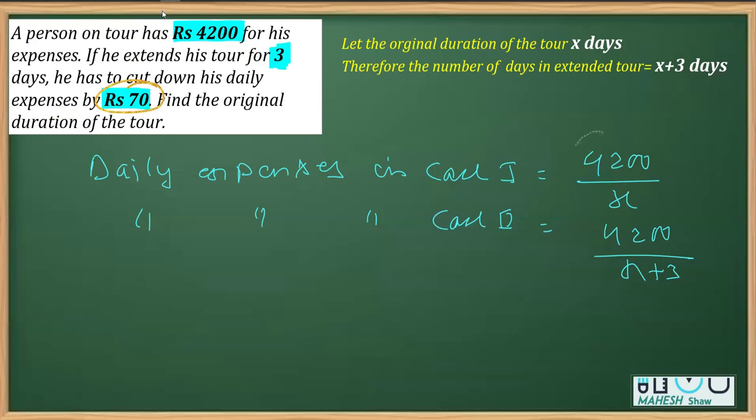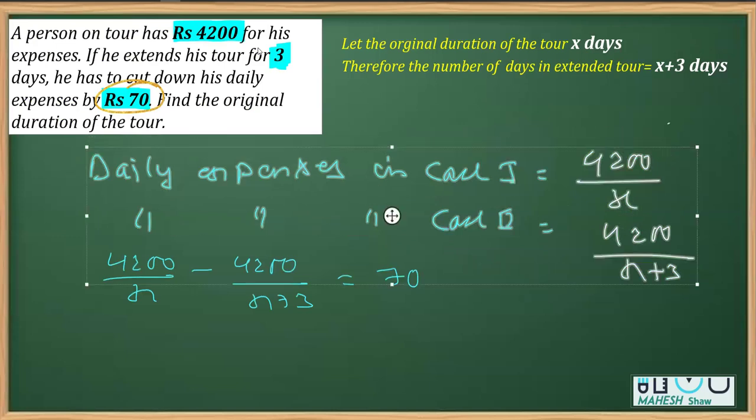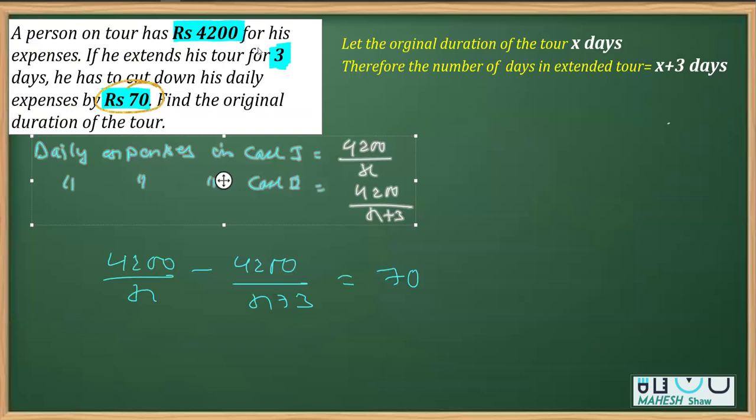So we can say, if I say this minus this, that means 4,200 over X minus 4,200 over X plus 3 should be equal to the difference, which is given as 70. Once we have obtained this, we know that this is going to be a case of quadratic equation. We are going to solve it.